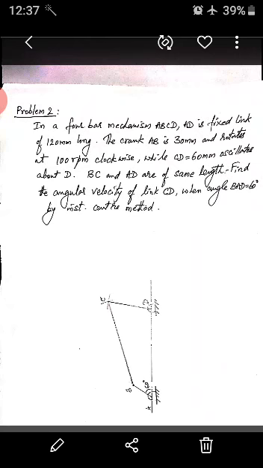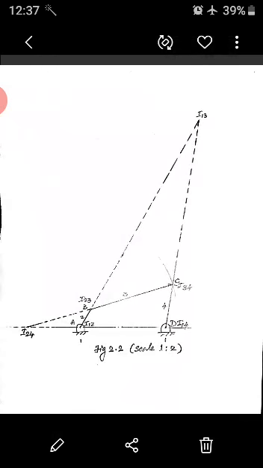Now go to the next slide. What is shown in the next slide? Figure 2.2. The figure is drawn to scale 1:2. Same figure. So AB is 60 degrees to the line AD. It is given in the question paper. And next, BC is link number 3 and CD is link number 4. So 1, 2, 3, 4. So extend this line AB and also the line CD.